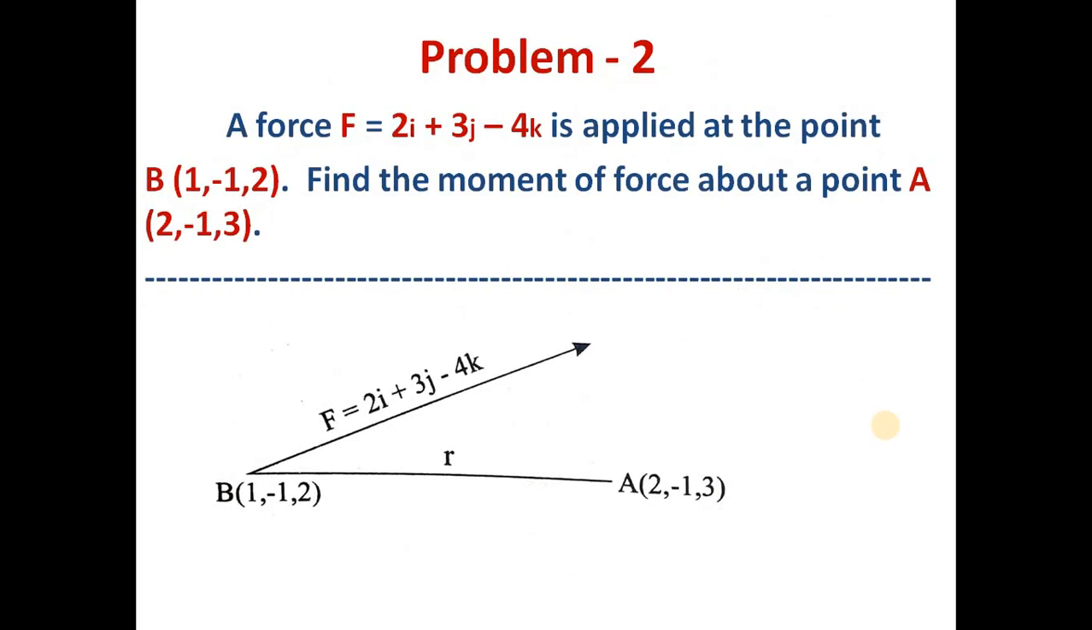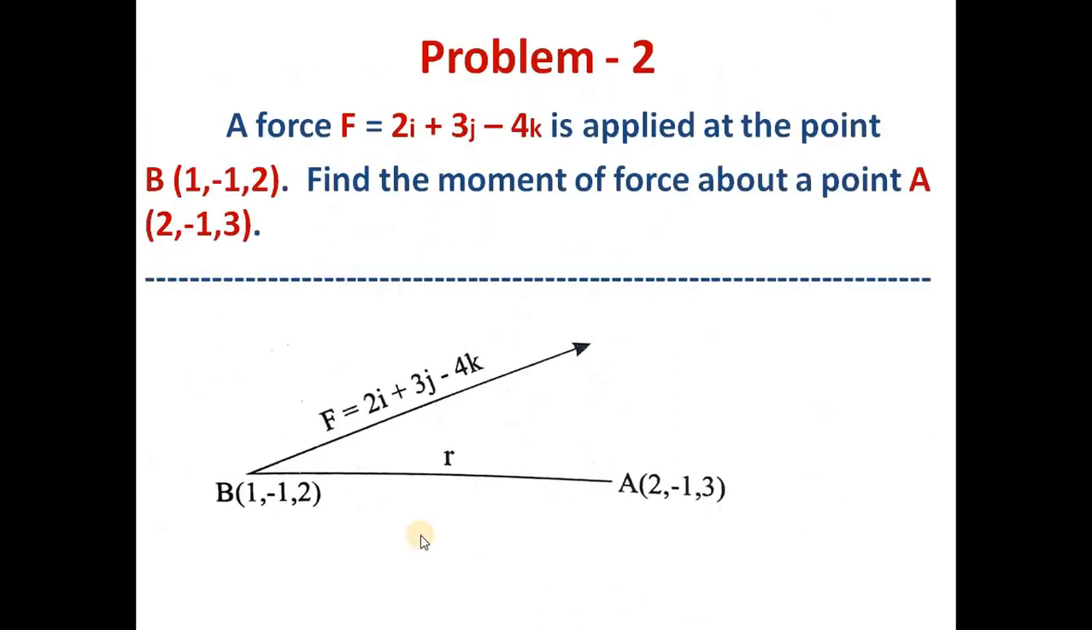A simple problem. A force F equals 2i plus 3j minus 4k is applied at the point B, represented by (1, -1, 2). Find the moment of the force about the point A, that is A means (2, -1, 3). We have to find out the moment of this force about this point A. Actually this force is acting at B, and our aim is to find the moment of this force about the point A.